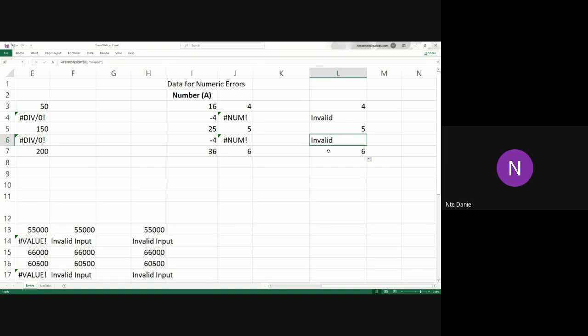Kafo, is your hand up to help us with that? Good evening. For the IF statement, you say equal to IF. Then, what's going to be our logical test? It will not be the square root of I3. No, that's not going to be our logical test. What is the root cause of us having that number error there?